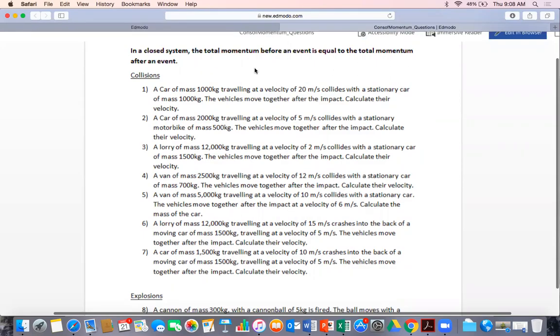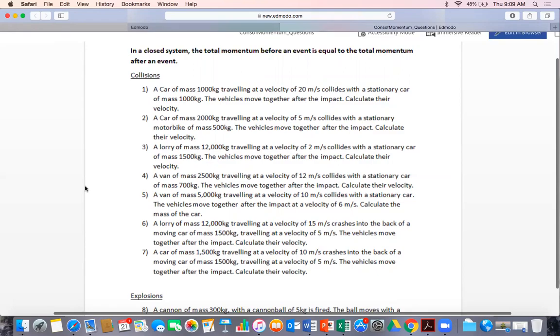Okay, I'll read out the answers. If at any point you want to stop me, or you know what, I'll read out all the answers first. You mark, and then after that we will discuss if there's any questions. So number one is 10 meter per second. Number two is 4 meter per second. Everyone okay so far? Yeah. 10 meter per second, 4 meter per second.